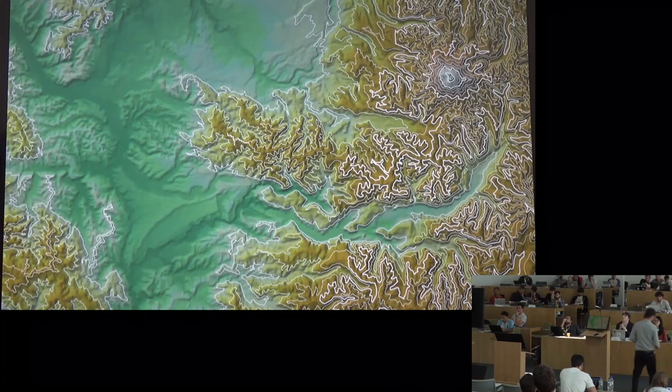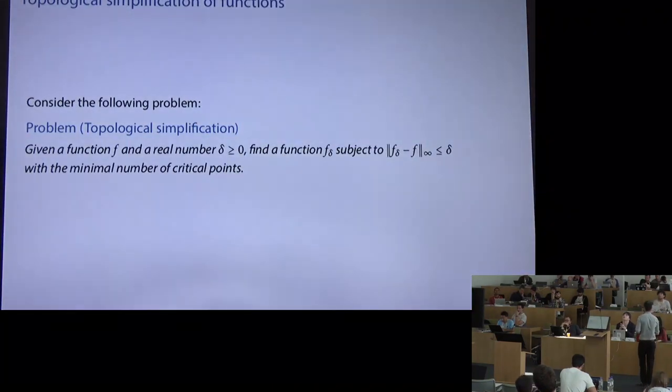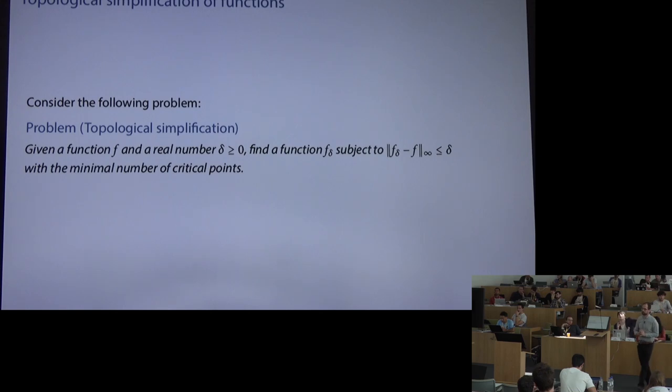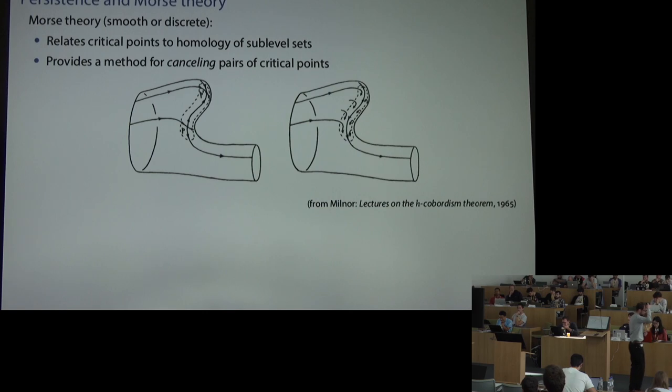So what I did here is I looked at the following problem, which is similar to the one before. We're given this function, now it's the height function, we fix a tolerance, and now we're looking for another function, f delta, nearby, that minimizes the number of critical points. And the critical points of the function are related to the topology of the sublevel sets. This is Morse theory setting up this relation. So there's an inequality. The number of critical points is an upper bound for the dimension of homology. And Morse theory sets up this relationship between critical points of a function and their sublevel sets.